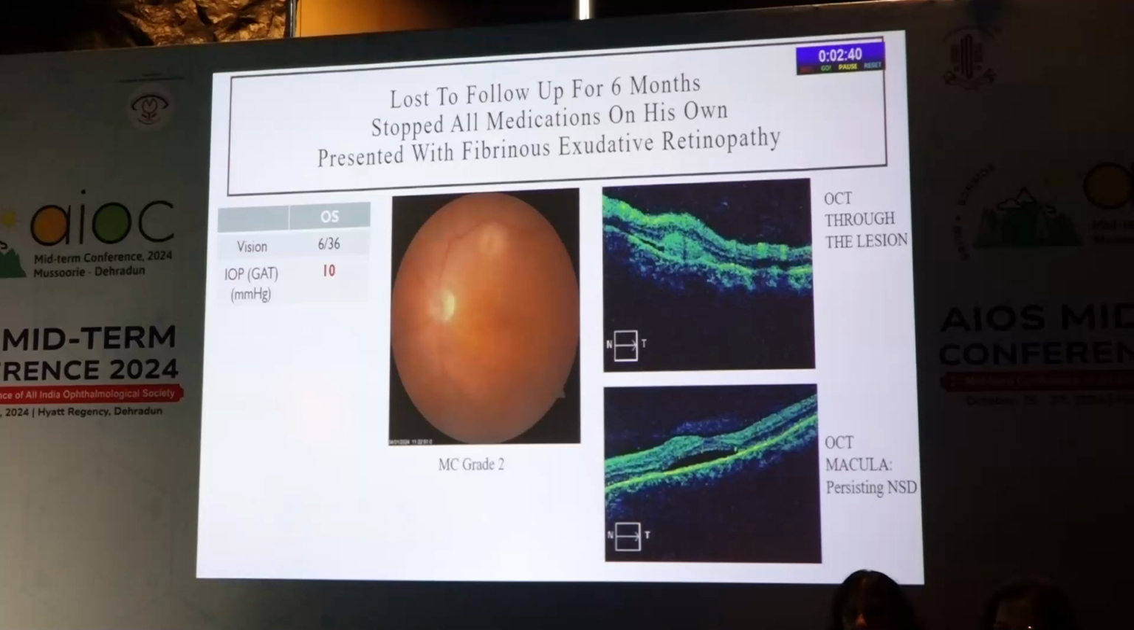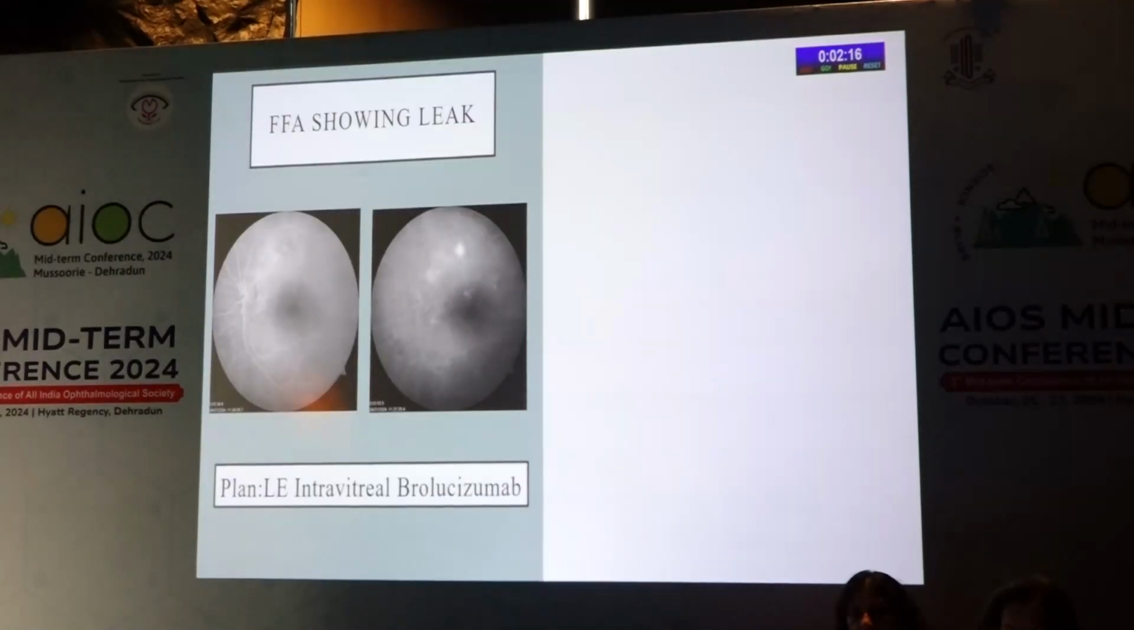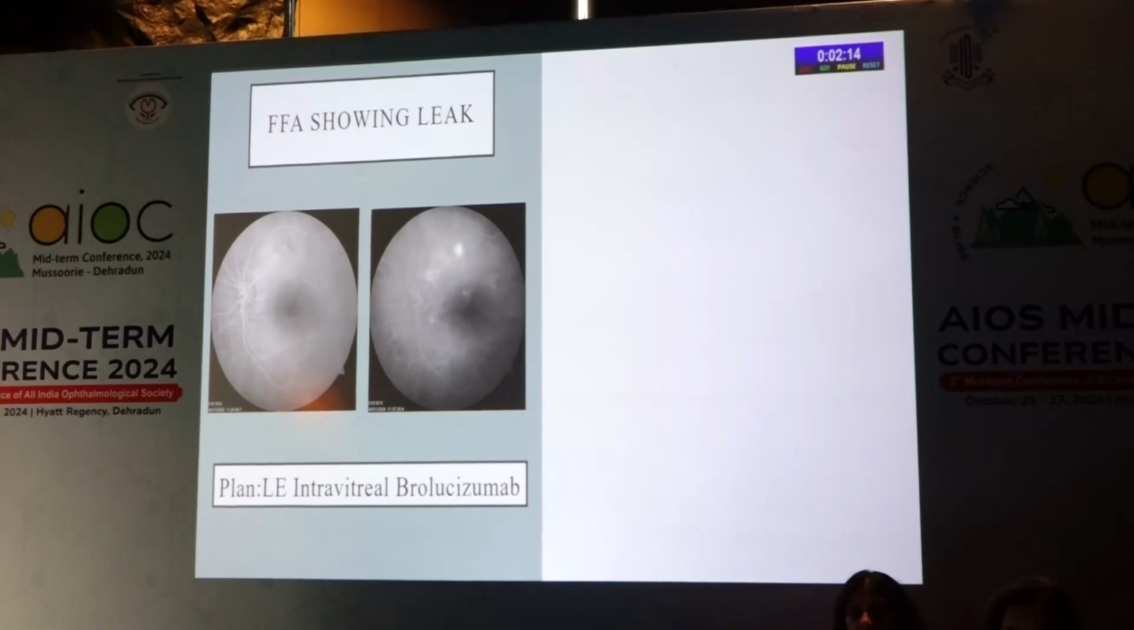However, the poor patient was lost to follow-up for about 6 months, stopped all medications on his own, and later presented to us with fibrinous exudative retinopathy. So this is a picture showing the media clarity of grade 2 with the fibrinous exudative retinopathy on the superior temporal arcade. OCT through the lesion shows signs of fibrinous exudative retinopathy, and OCT through the macula still shows a persisting NSD. We got an FFA done to just confirm our diagnosis, and we saw a leak.